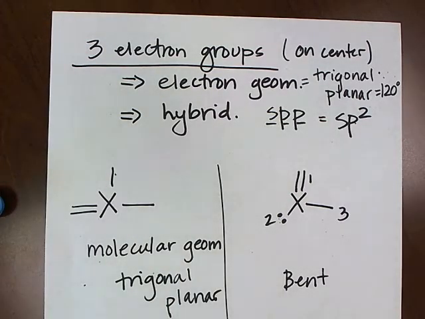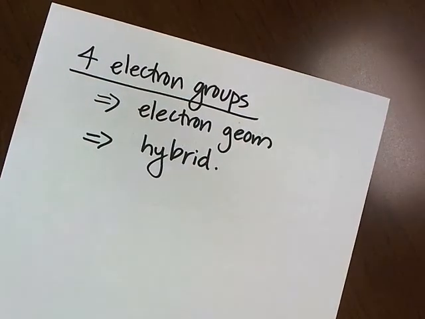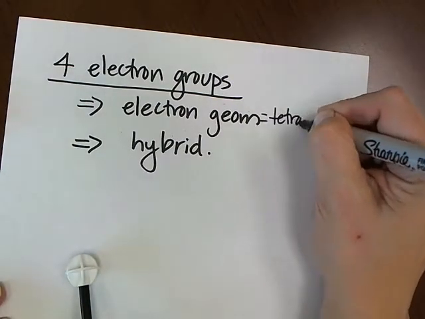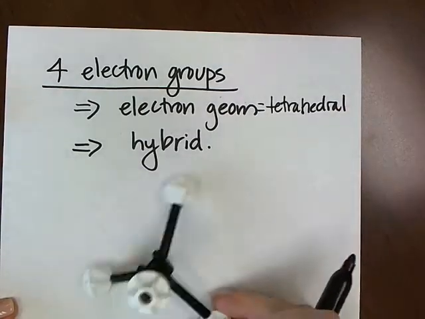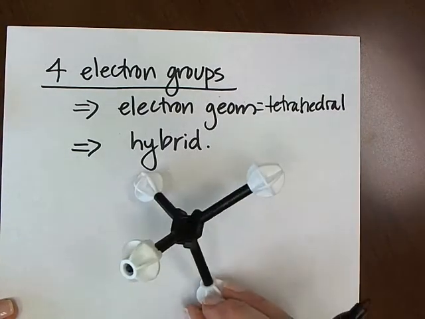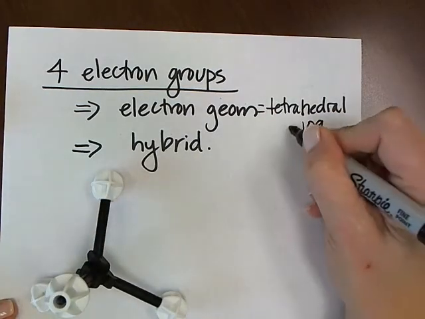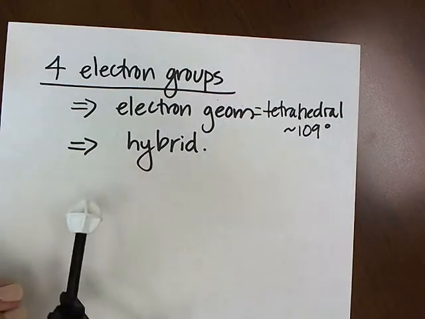4 electron groups, we can look at those similarly. 4 electron groups on the central atom, they also try to get as far away from each other as they can, and that is a tetrahedral structure. So it looks something like this, in which case the atoms try to get about 109 degrees from each other. I mean, the exact angle is not important, just that you recognize when something's linear or not linear, 120 or something close to that is fine.